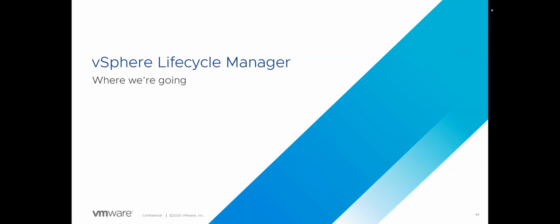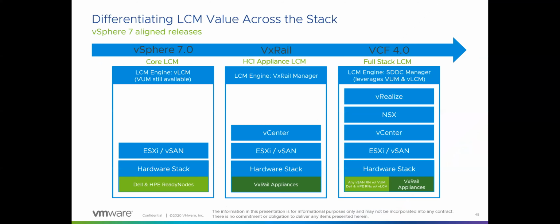But to an earlier question about how this plays along with VxRail and VCF, we do have this slide providing a little bit more information of what is happening. So obviously on the left-hand side, we have the on-prem vSphere 7, which is all about VLCM, like we discussed in this session, with VUM still being available. We also have VxRail, which is a completely different solution from an LCM perspective. So this is about vCenter, ESXi, vSAN, and the entire hardware stack done on VxRail appliances.